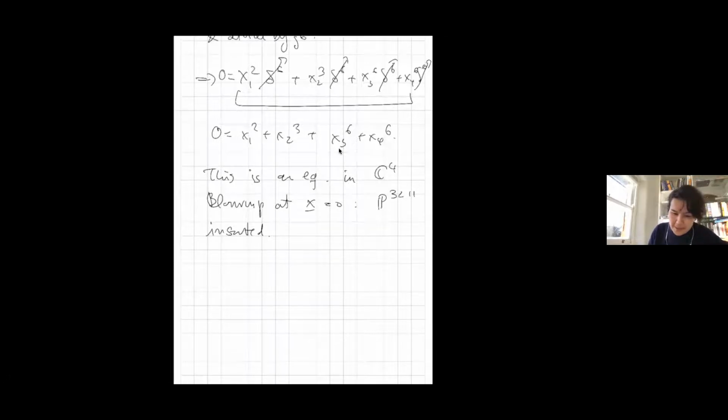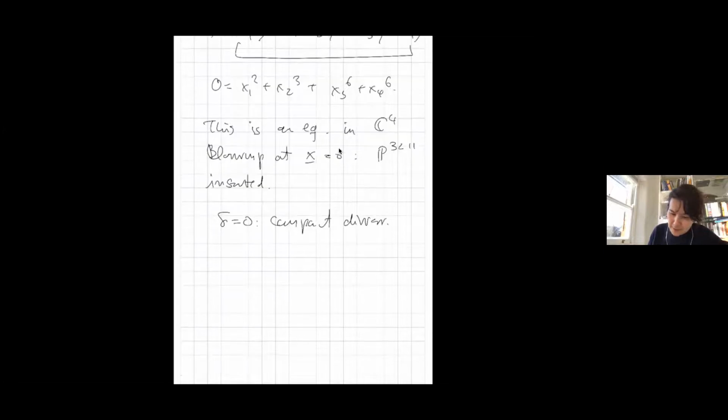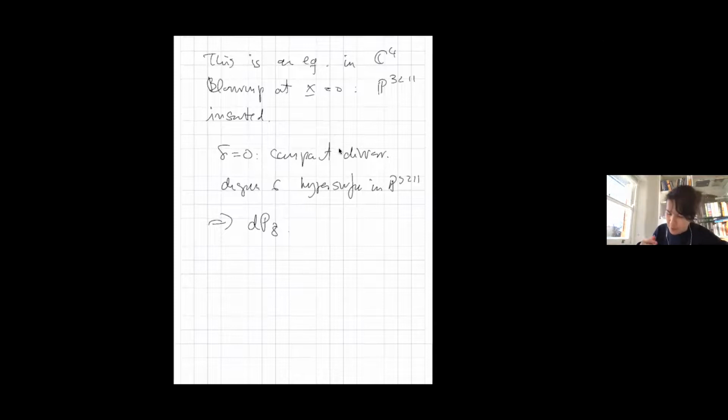Now we can calculate in this particular case what the delta equals 0 compact divisor is. In fact, this is a degree 6 hypersurface in P3211. This is what is known as a DP8. So we get here a model where the geometry was singular, and then we blew it up and got a DP8 surface.